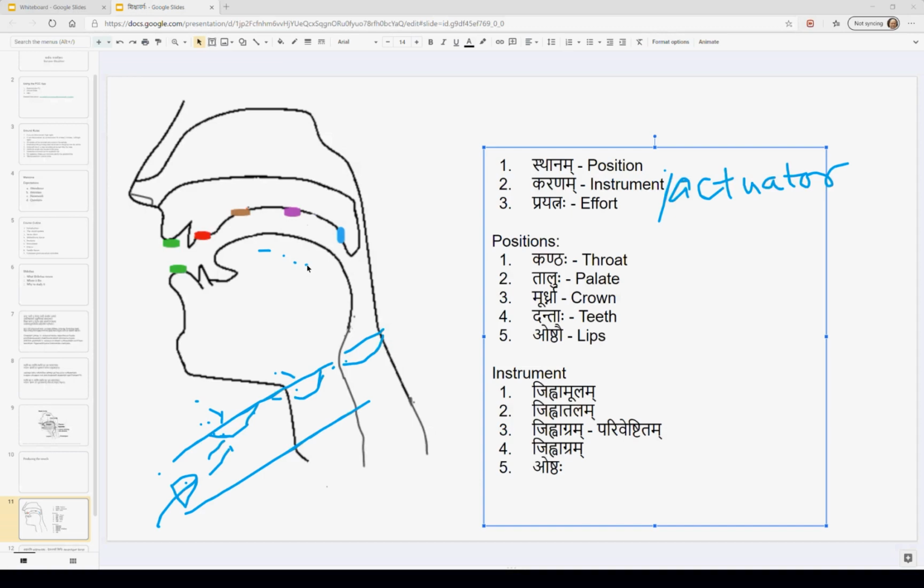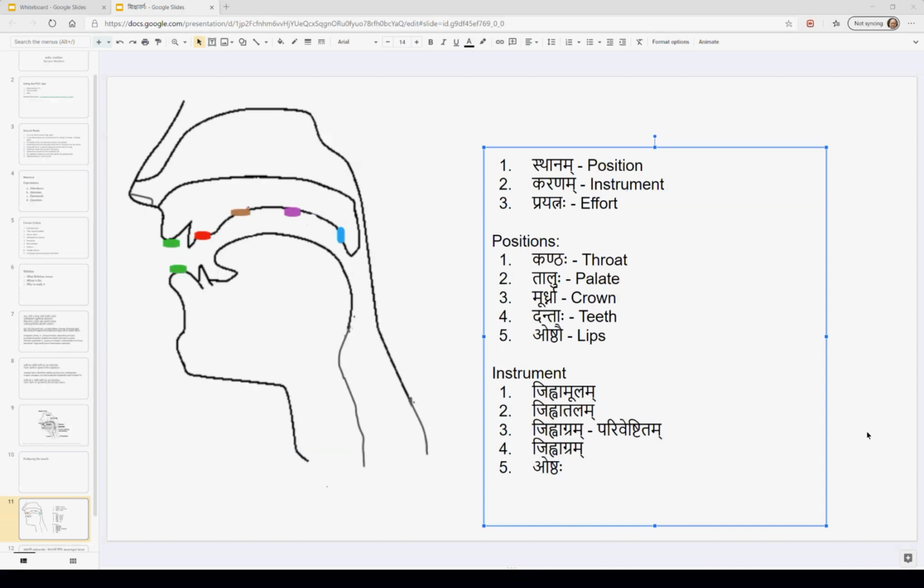Then there is effort also. Effort or process. Sometimes prayatna is the word which is used in the Shikshaa works, compositions, but which literally translates to effort, but it also involves process. What happens actually when that sound is being produced. So with these three different points, three different characters, each sound's pattern or character will be different.